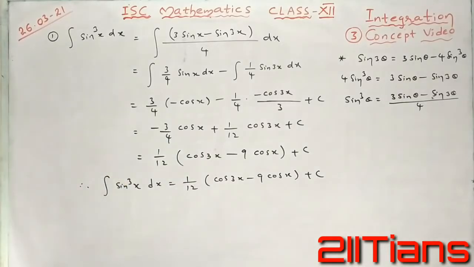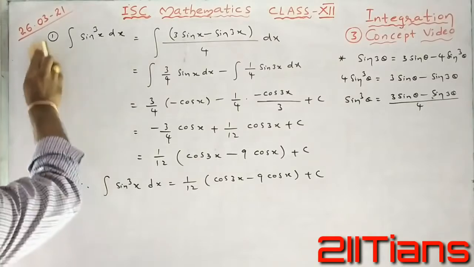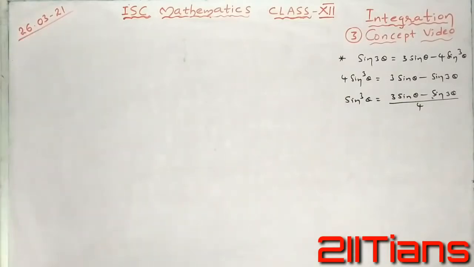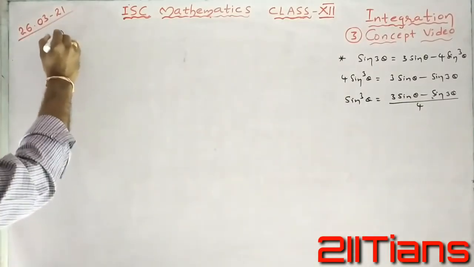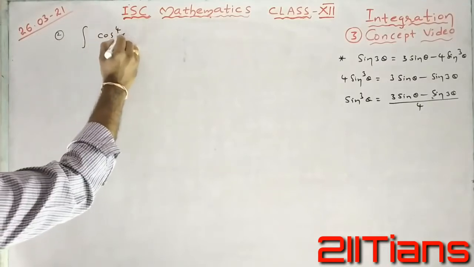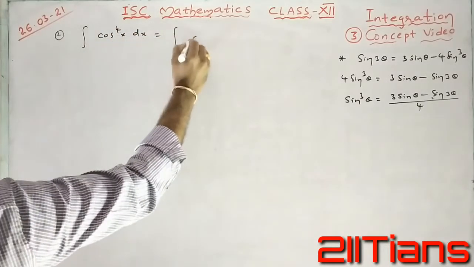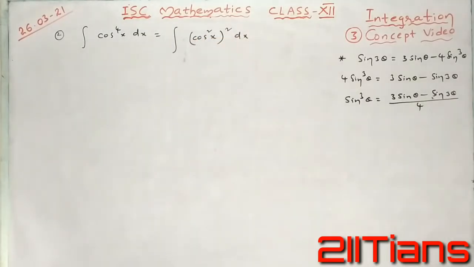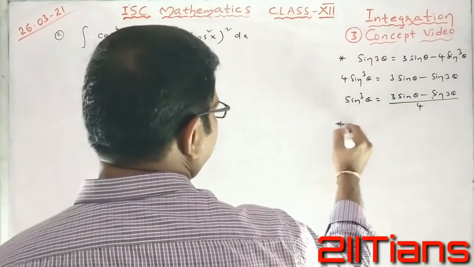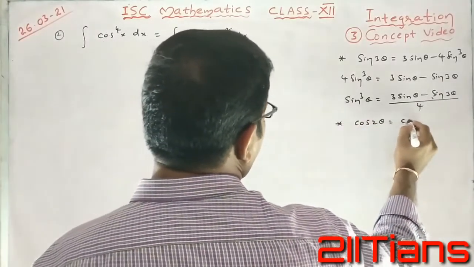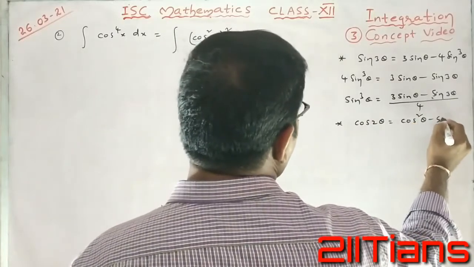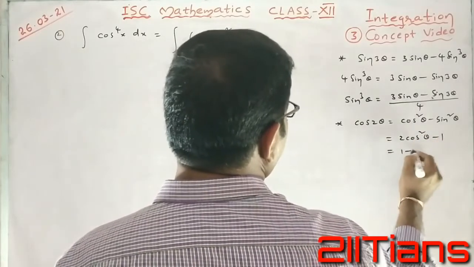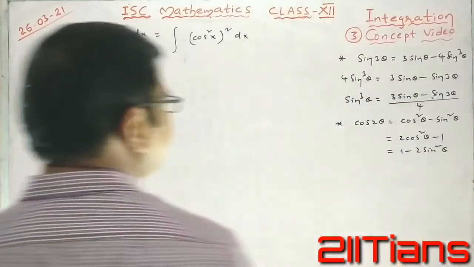Similarly, if you have cos power 4x, what will you do? Integral cos power 4x dx. We don't have a direct formula for that. For this we can write (cos square x) whole square, right? Now do you remember the cos 2 theta formulas? We have 3 formulae: cos 2 theta equals cos square theta minus sin square theta, 2 cos square theta minus 1, and 1 minus 2 sin square theta.